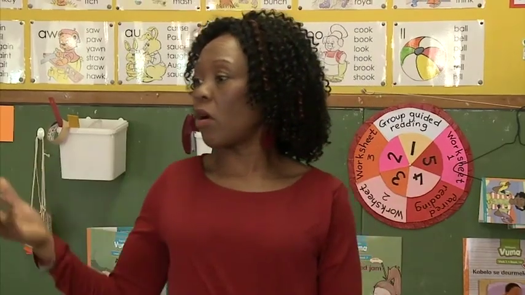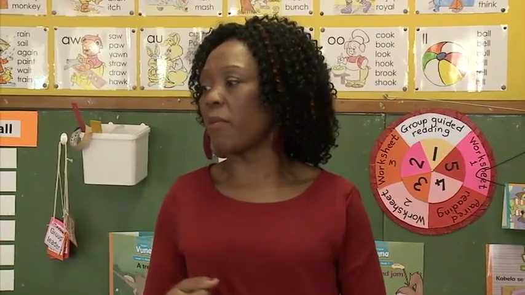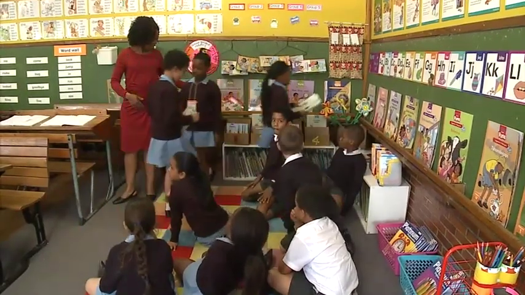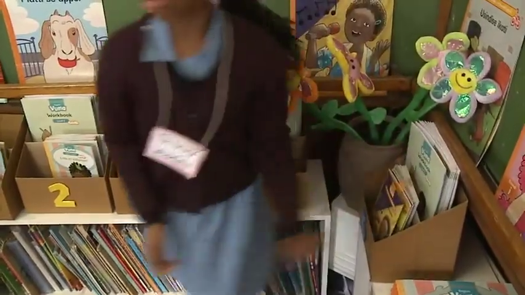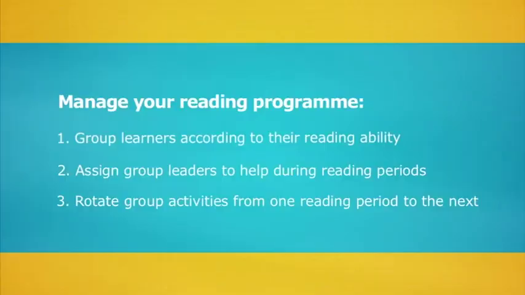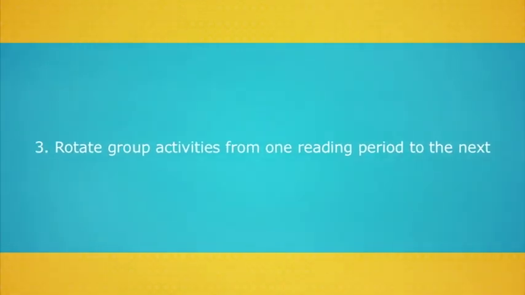At the end of the reading session, the group leaders collect the readers and workbooks and place them neatly in the reading corner. In the third and last step, we look at how to rotate group activities during a reading cycle. Your reading lessons should follow a set cycle. If you follow this cycle strictly, your learners should be used to it within 6 weeks.